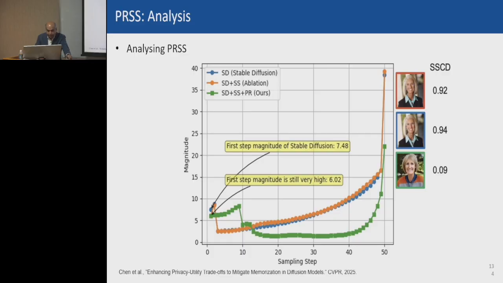Another example here where we show again the Stable Diffusion. Now here we are using semantic search, and semantic search with the prompt re-anchoring. As you see, if we use only the first one, it reduces from 7.48 to 6.02, but if you use both, the green one, it does better, and from 0.92 it goes to 0.09, which is very good.